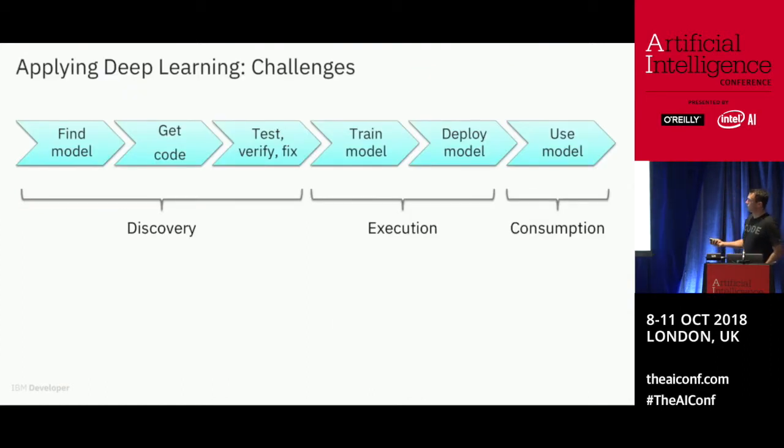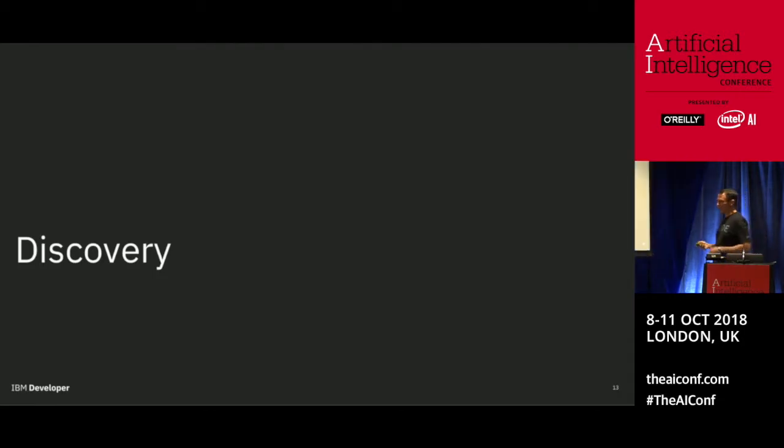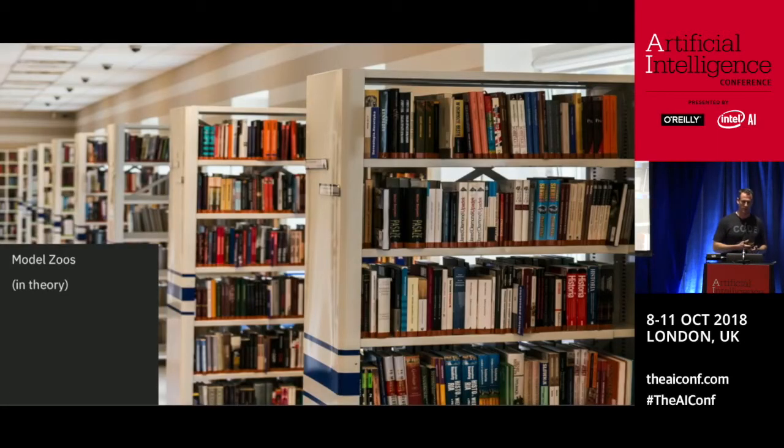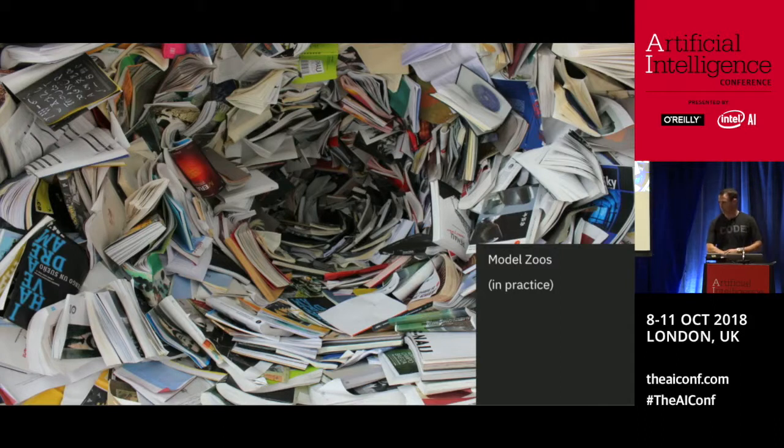So those are all the steps involved, and for each of these phases, discovery, execution, consumption, there are many challenges, and I'll walk through a couple of the main ones. So in terms of discovery, well, how do you go and first of all find a model that is the right thing, get the code, test it, and verify it? Well, that's simple, right? We just go to a model zoo. That's an easy place to start, right? Everything is nicely cataloged. It's easy to obtain. It's referenced, right? Wrong.